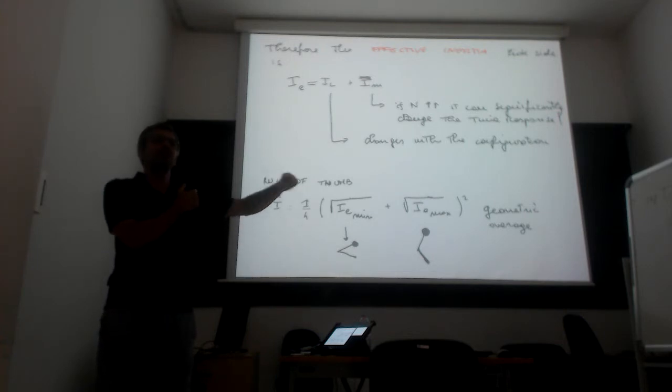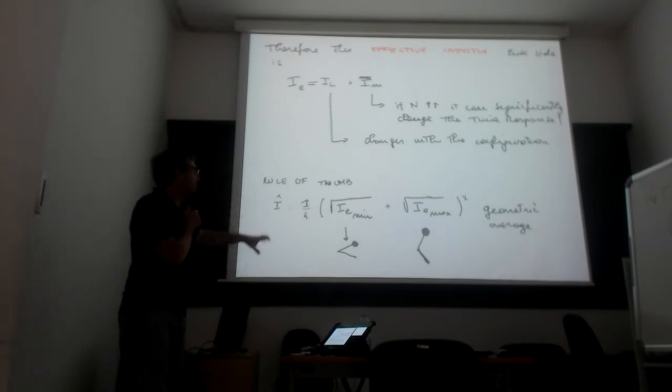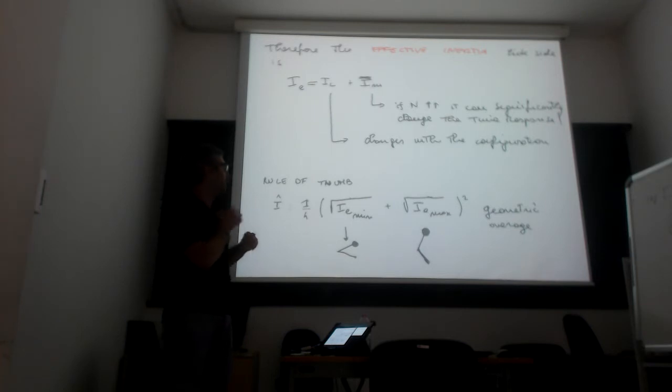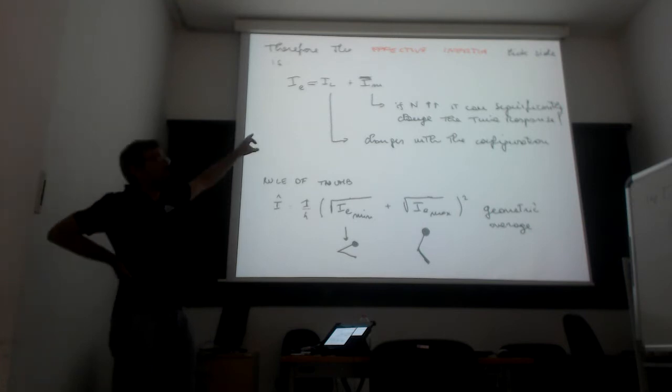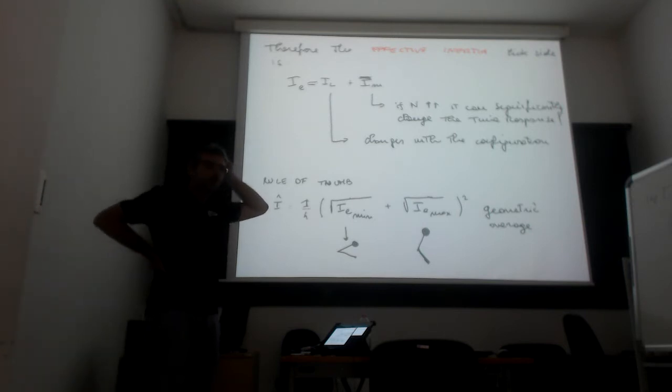But if the leg is completely extended, you will have a certain inertia, while if it is completely retracted, you have another number. So CAD suggests doing this geometric average of the minimum value and the maximum value, and then if you have a rotor, an electrical motor, you add the rotor part.